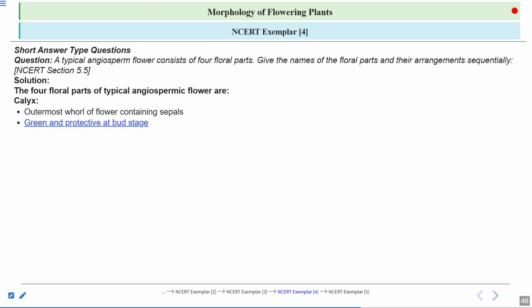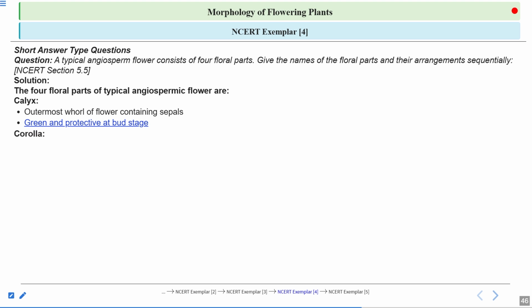Green and protective at bud stage. Now these sepals or calyx, you see they are green in color. When the flower is in the form of a bud, all the sepals are closed and enclose the inner floral whorls. So they are providing protection to the inner floral whorls. And due to the green color, they can do the process of photosynthesis also. This is an additional function of the sepal.